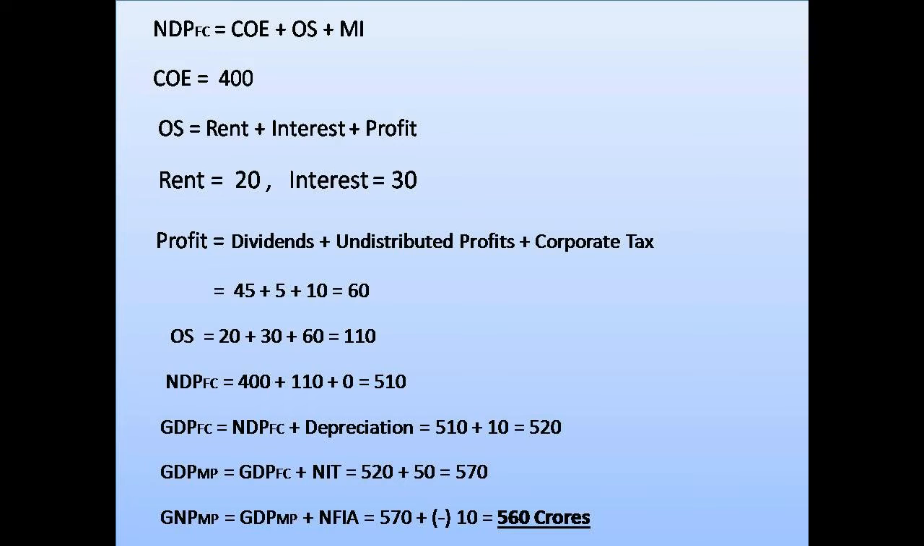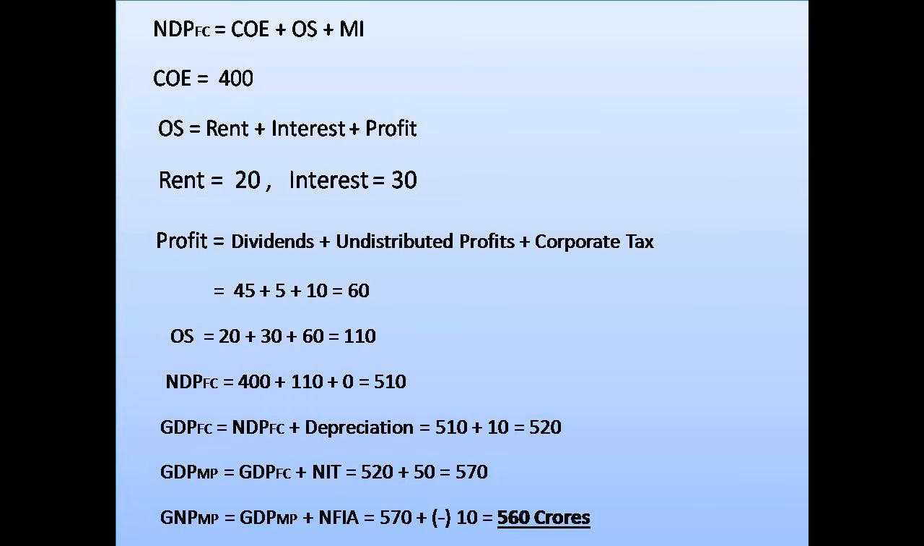GDPFC is 520. From GDPFC we can calculate GDPMP by adding NIT. You know the difference between FC and MP is NIT. So GDPMP is equal to GDPFC plus net indirect taxes. That is 520 plus 50. We get 570. So now we got GDPMP.